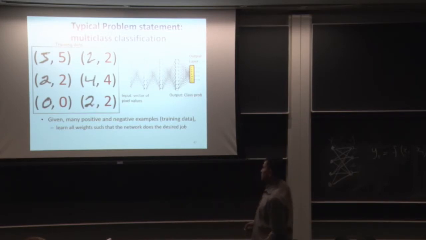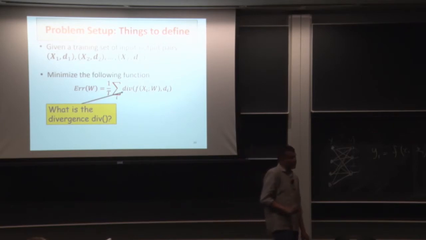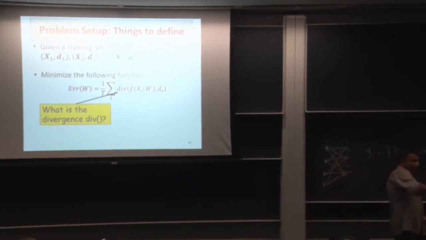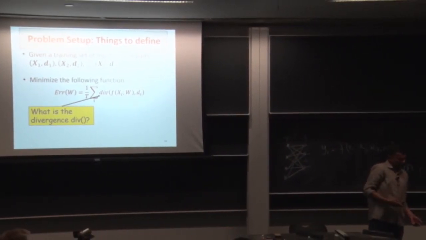Right? So you're going to have a bunch of these training examples, and now our problem is to learn all the weights of the network to do the desired job. We've defined input-output pairs. We've defined the function. One more term remains to be defined, which is this divergence. The divergence quantifies the difference between the actual output of the network and the output that you want to see, right?